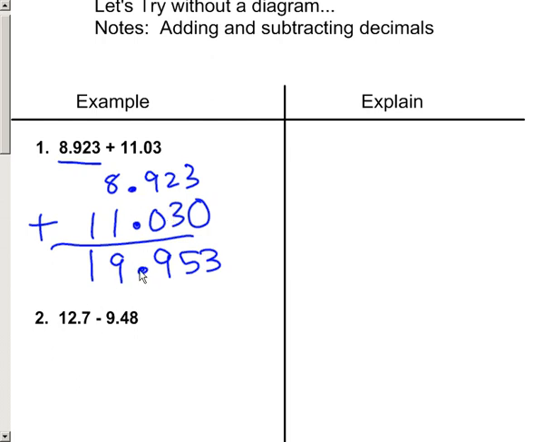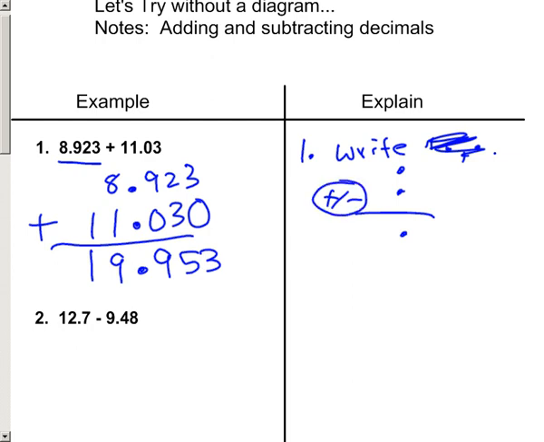Notice that the decimal was already in the right spot because that's the biggest mistake people make. So how do we explain this in steps? You're going to write decimal, decimal, line, decimal, and then either add or subtract depending on what kind of problem you're doing. Then you're going to put in your numbers, okay? And then you're just going to add or subtract like you normally would.